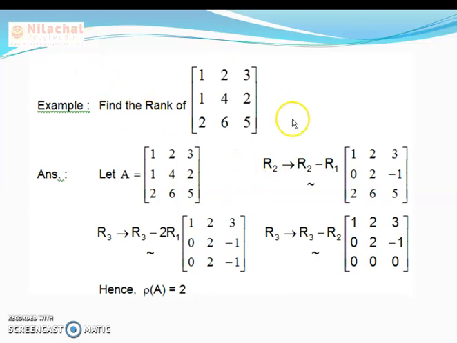Suppose one matrix will be given to you. Here is the example: find the rank of this. Means one matrix will be given to you, and you have to find the rank. Okay, so this is the process. Let the matrix be capital A equals [1, 2, 3; 1, 4, 2; 2, 6, 5]. Then it will convert to another matrix. This is the transform symbol, the equivalent symbol also you can say.